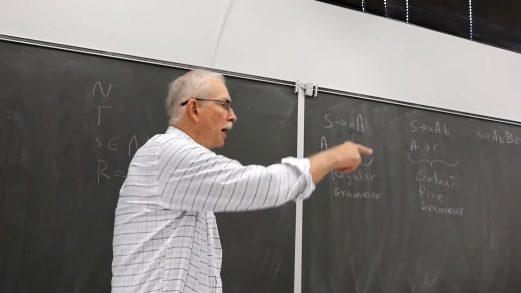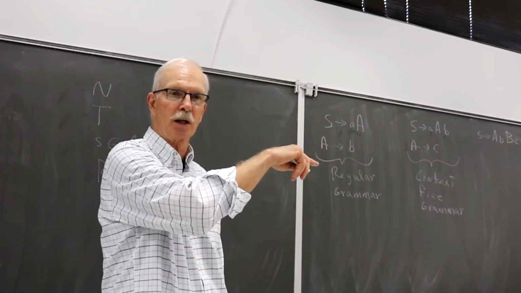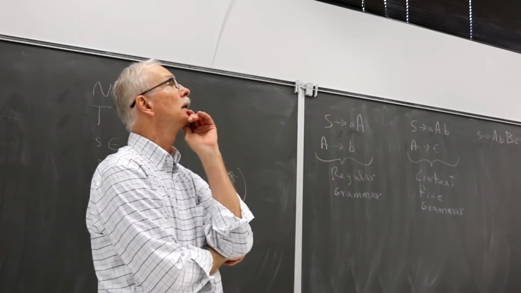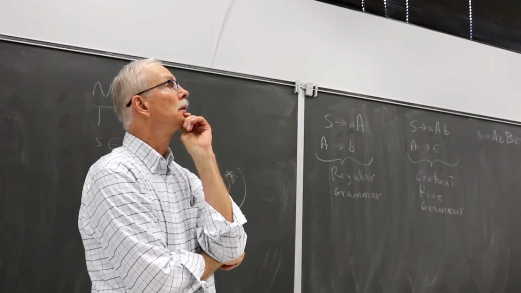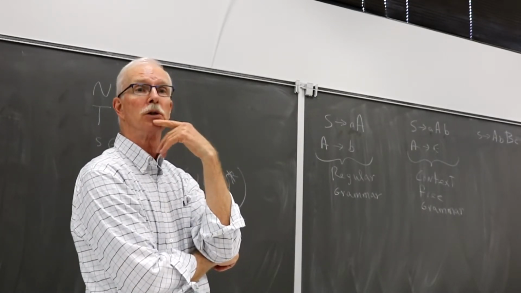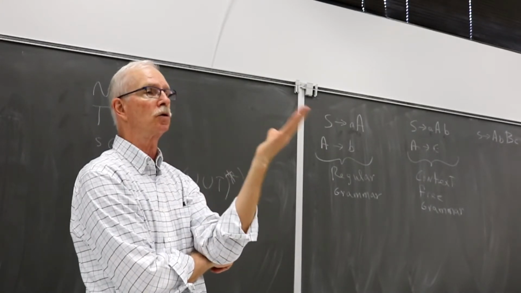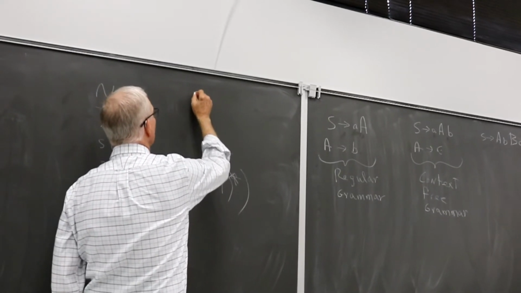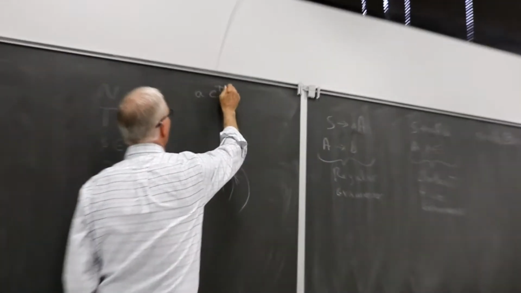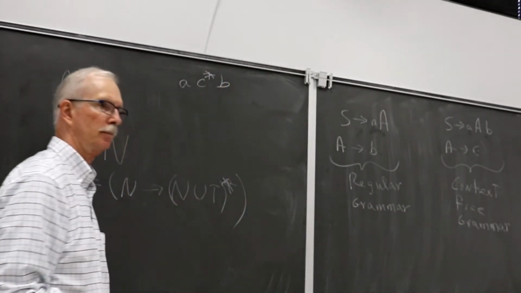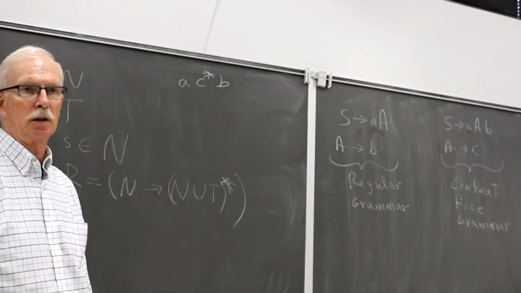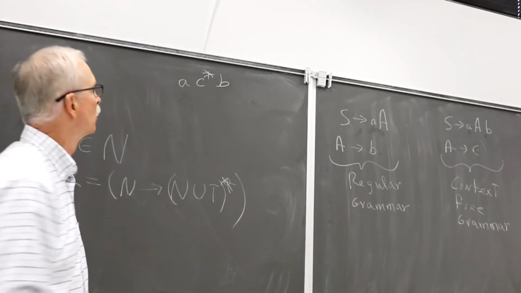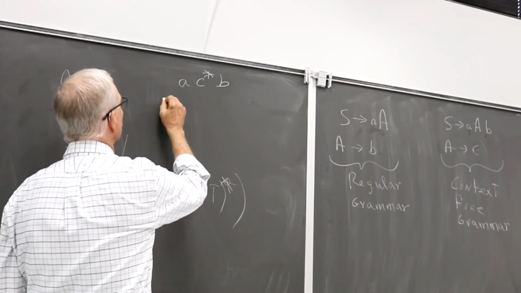If, for example, let's say I'm generating balanced parentheses. Could I do that? I can't generate balanced parentheses with a regular grammar. I take that back. Let's suppose I'm generating A, C star, B. So it starts with an A, it ends with a B, and it's got a pot full of C's maybe in between. So I can write a regular grammar.